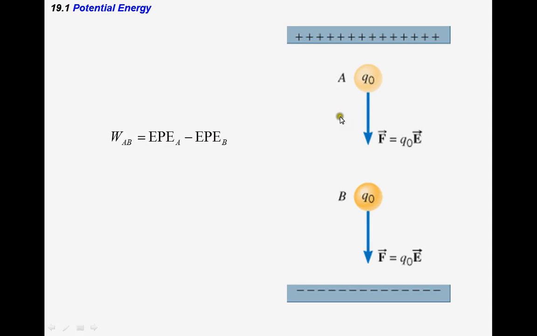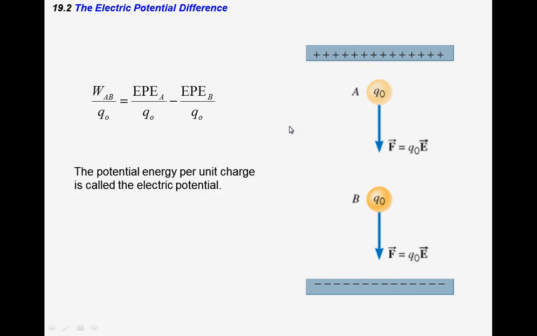Now, this work is the change in electric potential energy. It's a decrease in electric potential energy for a positive charge to move from a region of positive charges, high electric potential energy, to a region of low electric potential energy, negative charge, or zero ground charge.